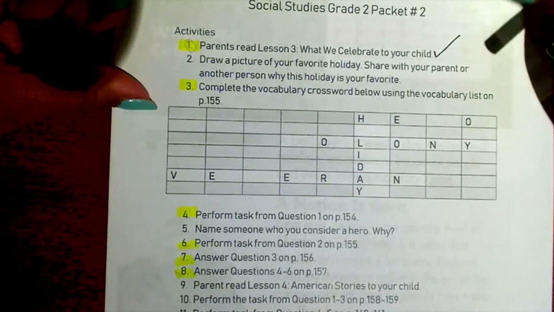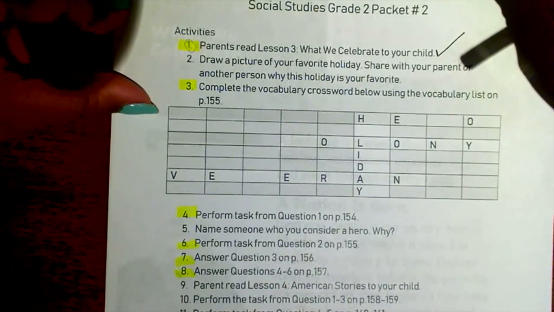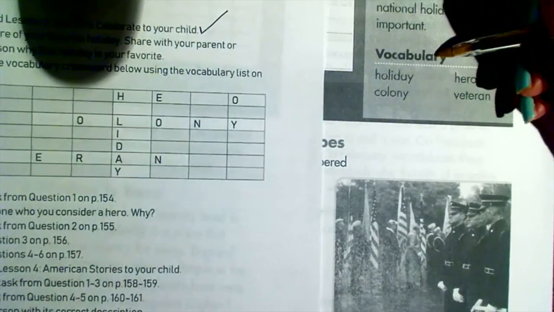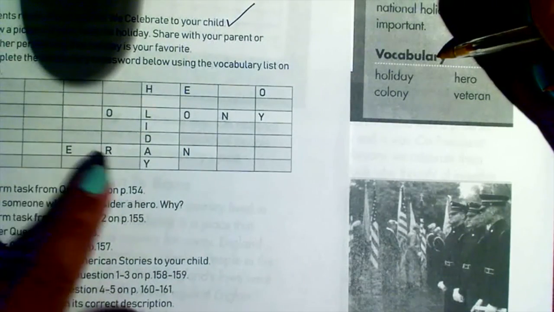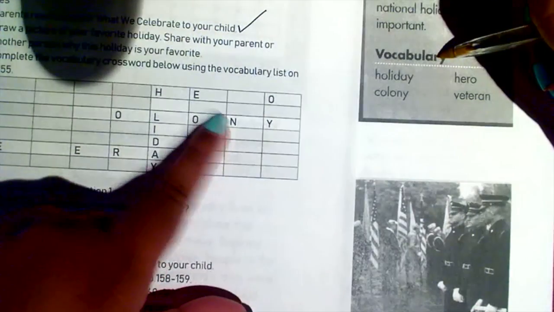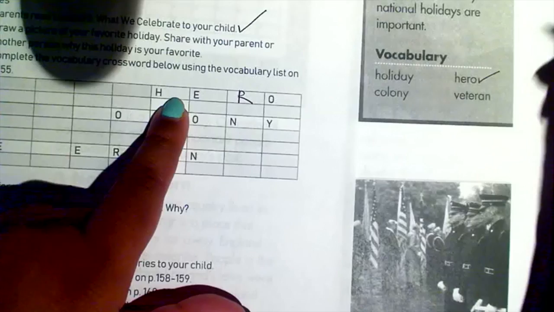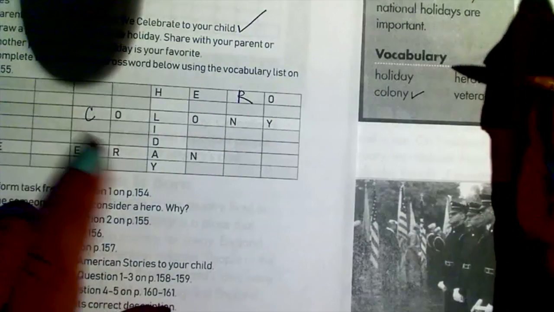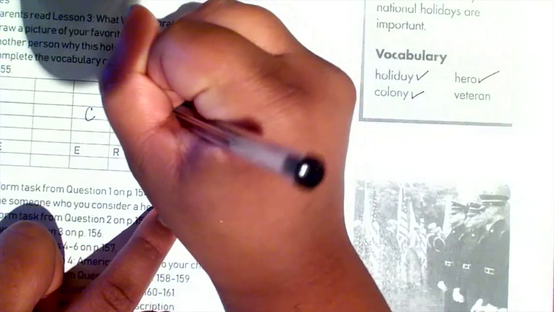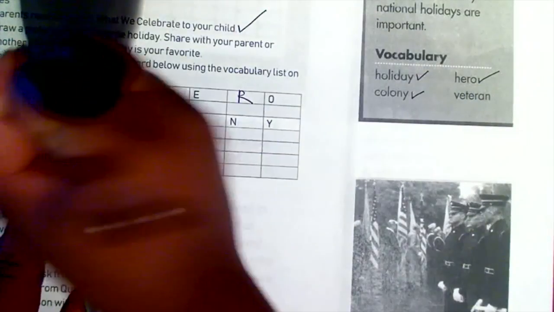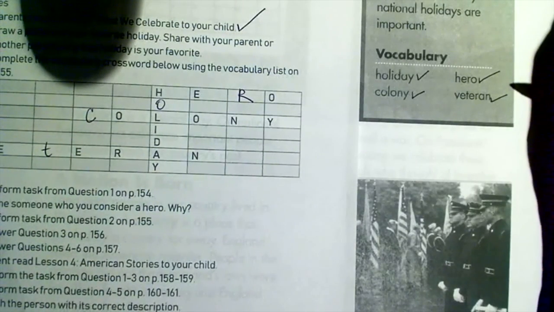Let's move on to number 3. It tells us to go to page 155. On page 155, we see vocabulary right here, and then we have to fill it in on this chart right here. First off, I notice hero is missing an R. Okay. Colony is missing the C. Holiday is missing the O. And veteran is missing the T. Okay, so number 3 is done.